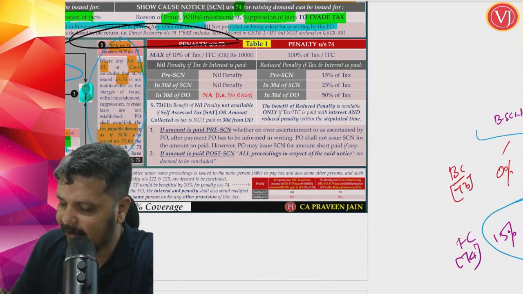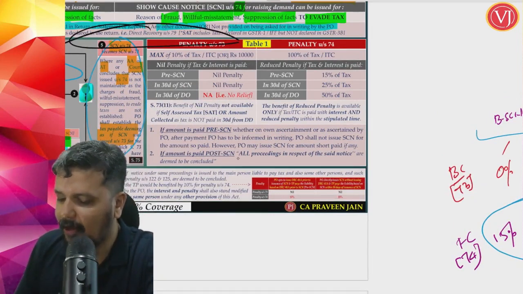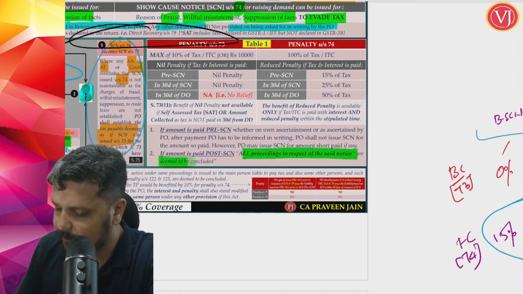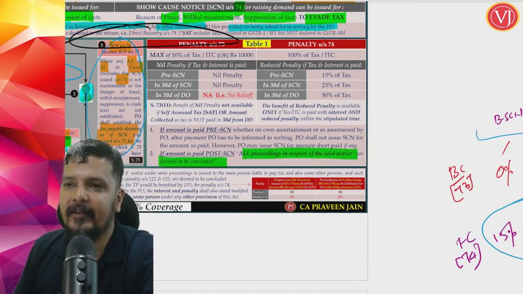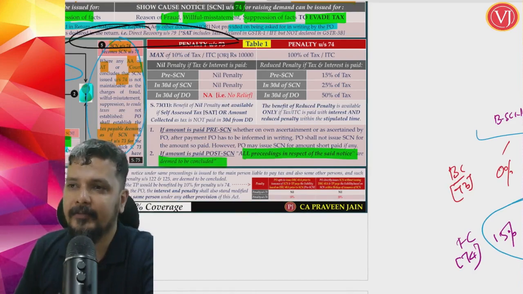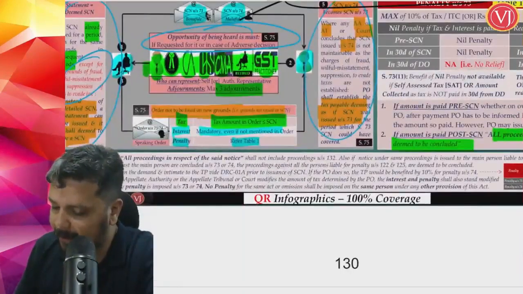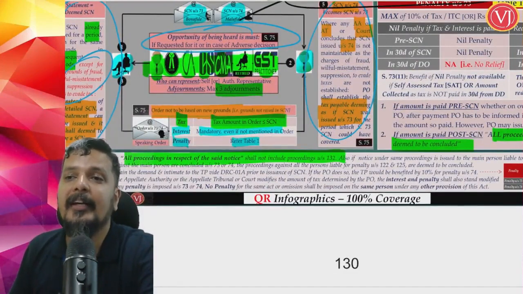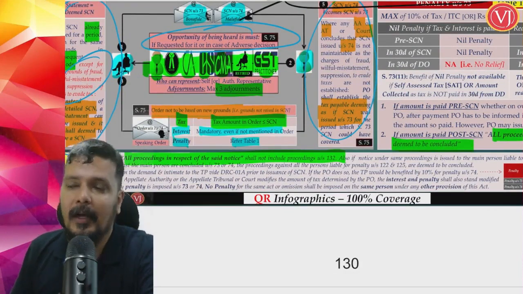Now, other aspects which we have not discussed. If at all you have paid all the amount, all the proceedings will be deemed to be dropped. But when you talk about all the proceedings being deemed dropped, it will not include your criminal proceedings under section 132.